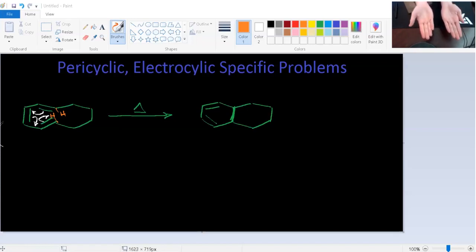So under thermal conditions, and my H's, by the way, they're doing the same thing. So they're both going to be on the inside. So I'm going to let those be my pinkies. So pinkies right here. And it's thermal conditions. So just go ahead and rotate them into place. So you kind of see a little bit what my pinkies are doing. They're staying in the same place.